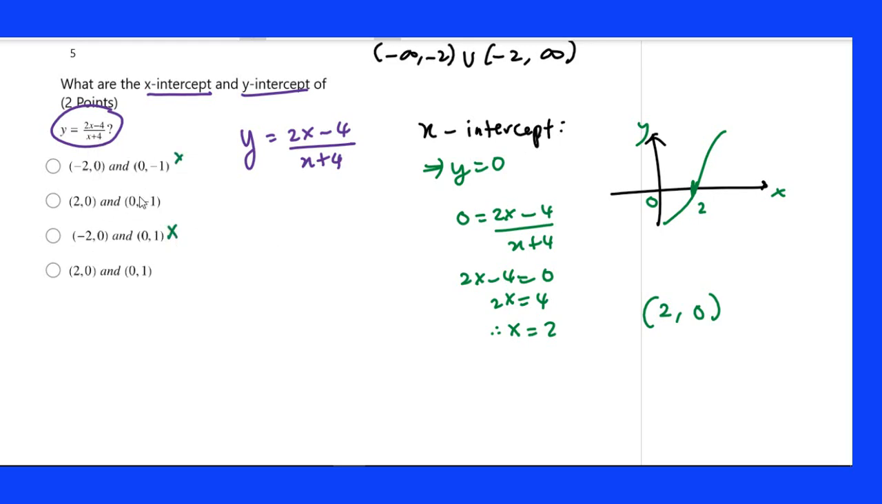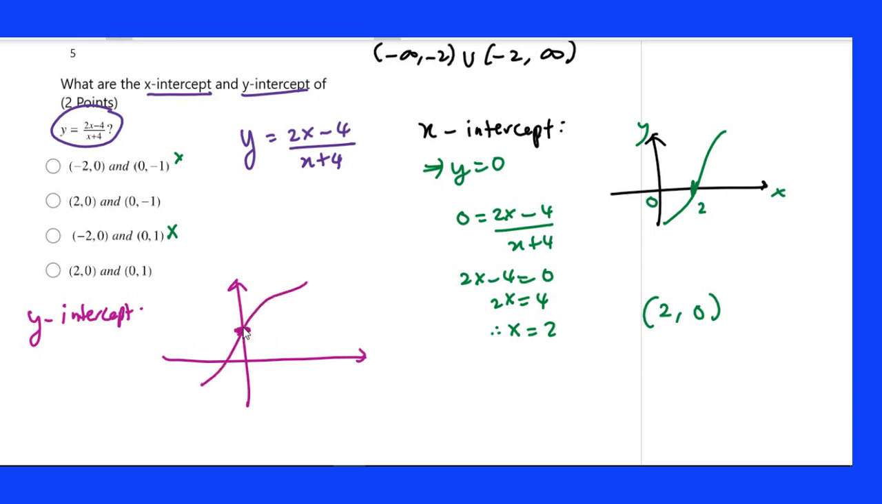This is the x-intercept. This one is not the answer. This one is not the answer. Between the two options, we are going to find the y-intercept. Okay, y-intercept, the graph is something like this.